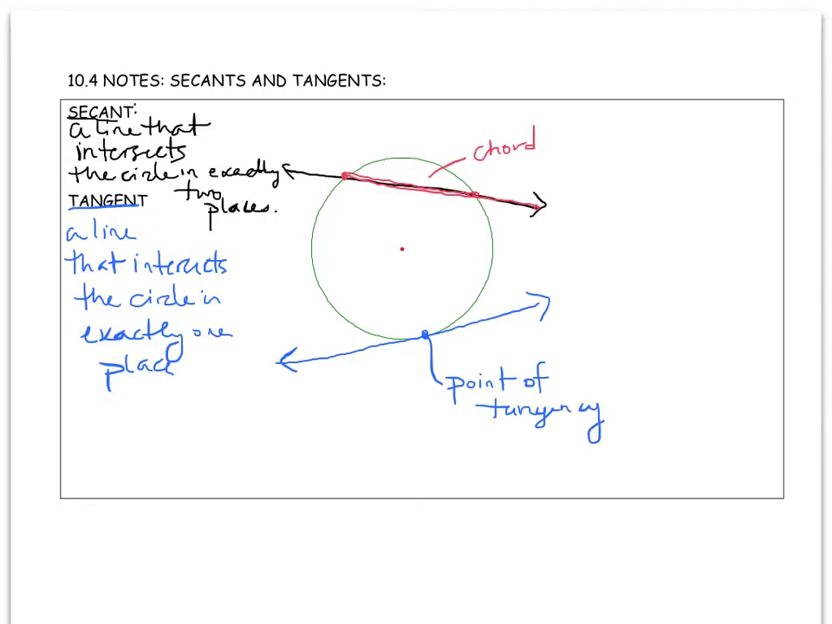Again, I can talk about a tangent segment if I like. That would go from that point of tangency to some other point on that line. So this would just be a tangent segment.